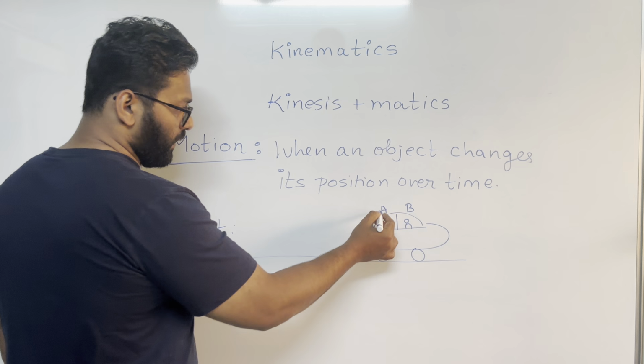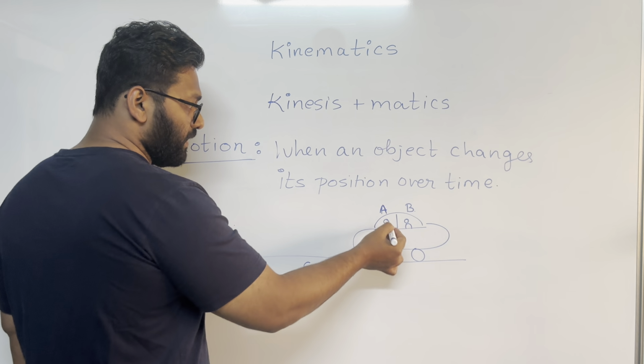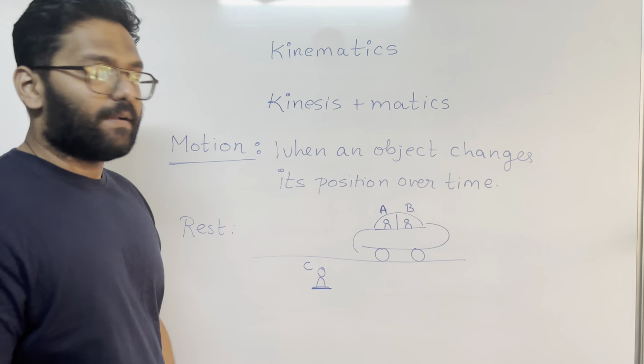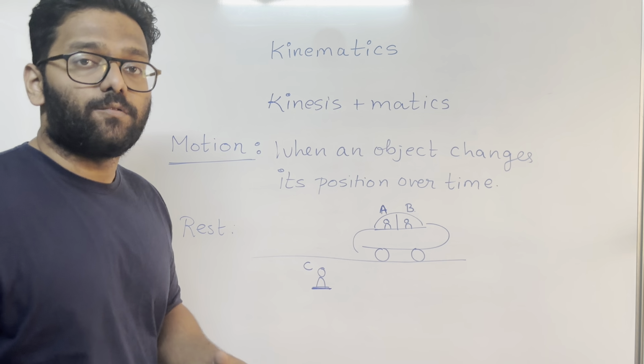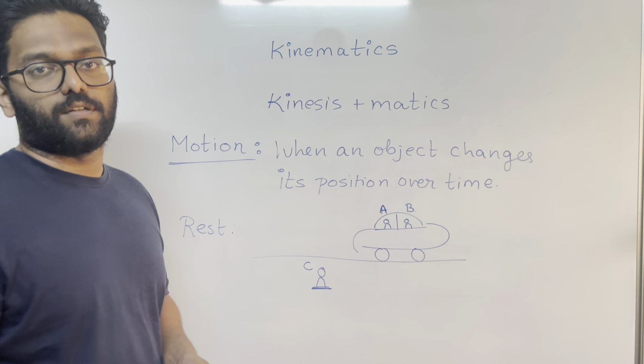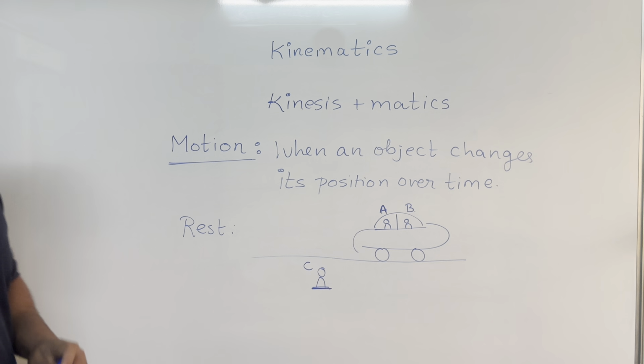Now you can see the person A is at rest with respect to B, but the same person is in motion for this person C. That means motion and rest are relative terms. They are not absolute. They depend on the observer, right? Okay, so this was the one thing that I wanted to tell you.